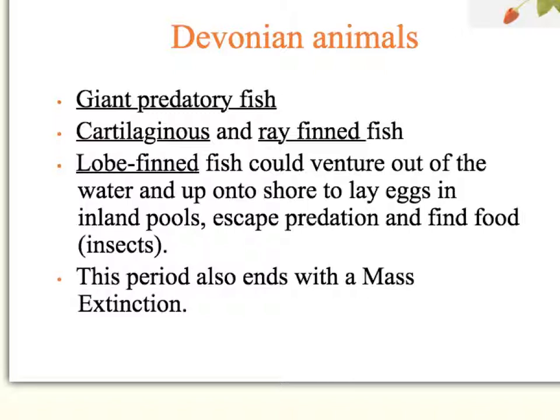So when we talk about the Devonian animals, we're talking about giant predatory fish, cartilaginous and ray fin fish. This would be the ancestors of sharks. And like I had mentioned earlier, those lobed finfish could venture out of water and up to shore to lay eggs in inland pools, escape predation, and find food, insects. This period also ends with a mass extinction.